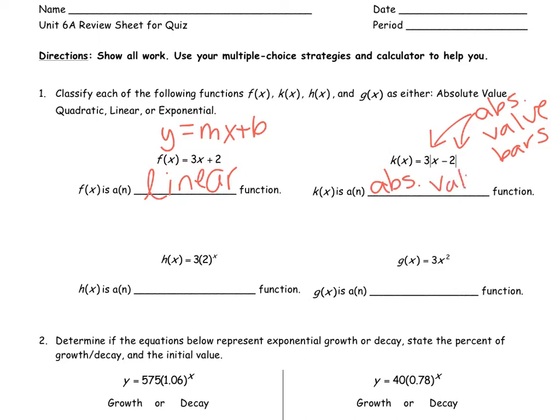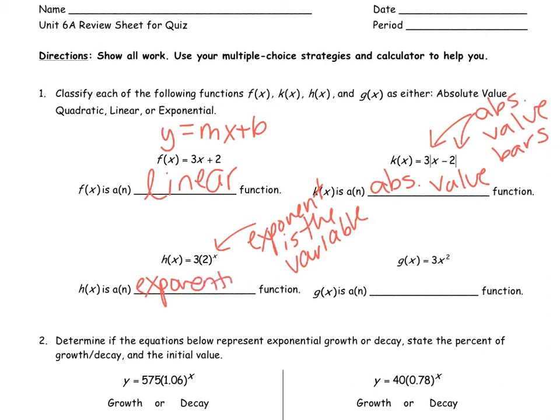Over here, because I have x as the variable in the exponent, so we have the exponent is the variable, this will be an exponential function. And then last but not least, because I have the x squared, that's a quadratic. Again, because it has the x squared.